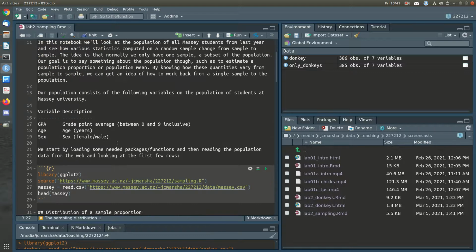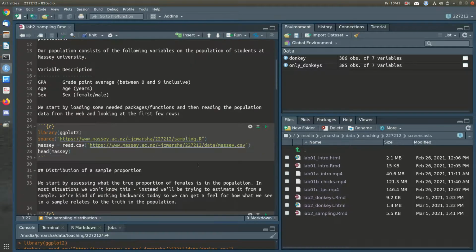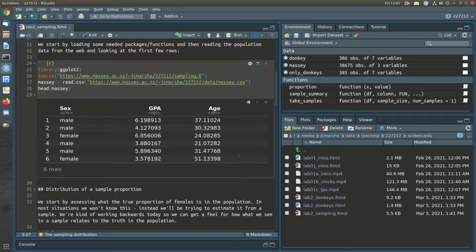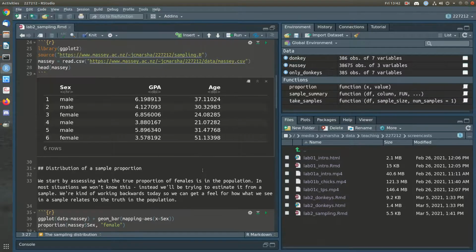So the population is students at Massey University. Let's read that in here. And so you can see that we just have three columns. We have their sex, we have their GPA, and we have their age to some ridiculous level of decimal places. And so we're going to start by looking at the proportion of male and females.